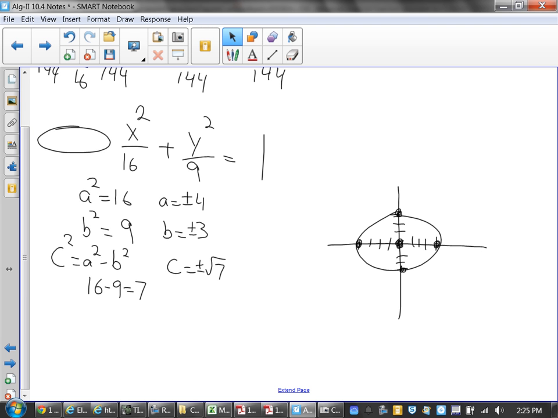Now, you were freaking out about this value of C because I haven't plotted my focus yet, have I? So let me ask you this. My C value is the distance from the center to the focus. Well, it just so happens that distance is the square root of 7. The square root of 7 is more than the square root of 4. Do you agree? Yeah. But the square root of 7 is less than the square root of 9, right?